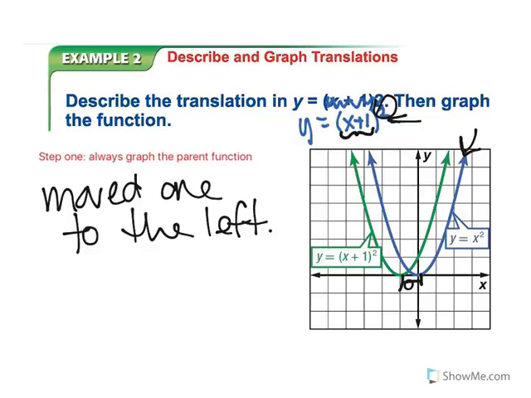as kind of like backwards world. You would think that this would move it to the right because that's a positive 1, but in this case it doesn't. It moves it the exact opposite way we think it would. In this case it moved to the left 1. So that's just one thing to watch out for. If it's inside the parentheses with your x, it's going to have a horizontal shift the opposite way you would think it would.